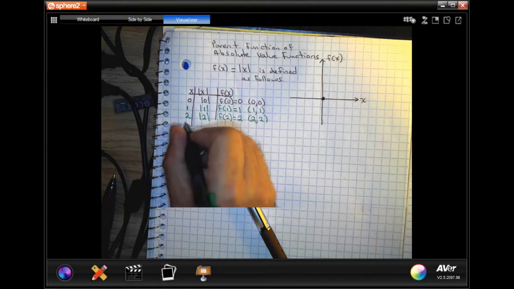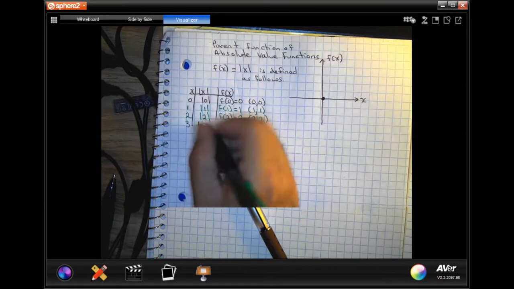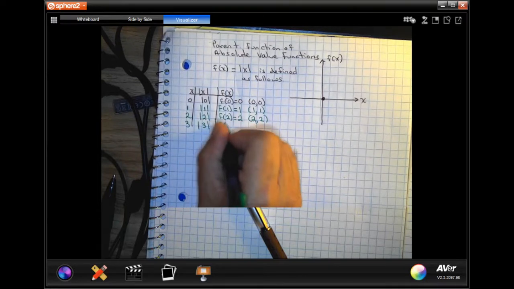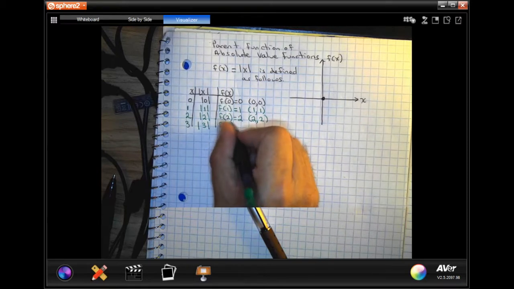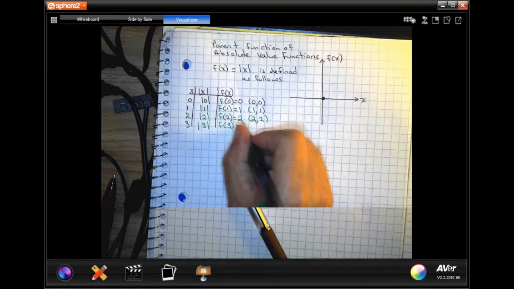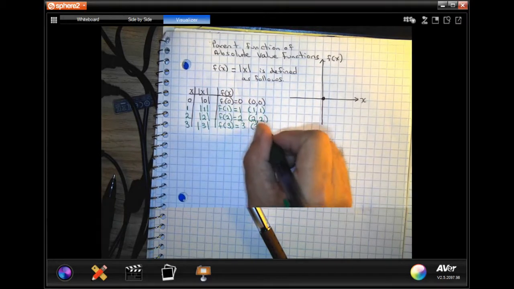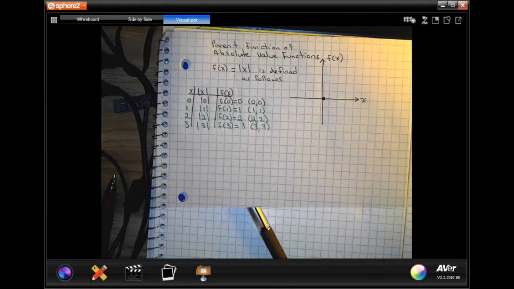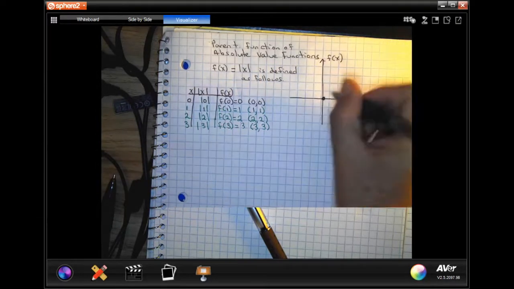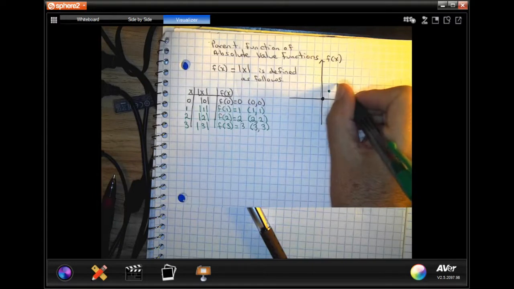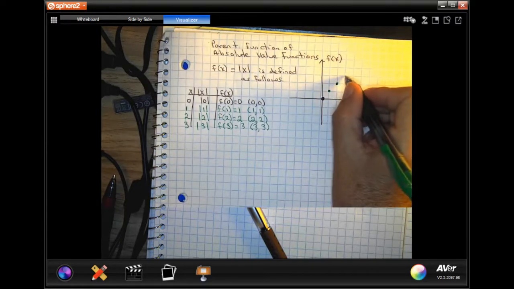You see the pattern so far with our points. So the f of 3 is equal to 3. So when x is 3, the f of x is 3. I will plot these points. Notice I'm color coding. The point (1, 1), the point (2, 2), and the point (3, 3).